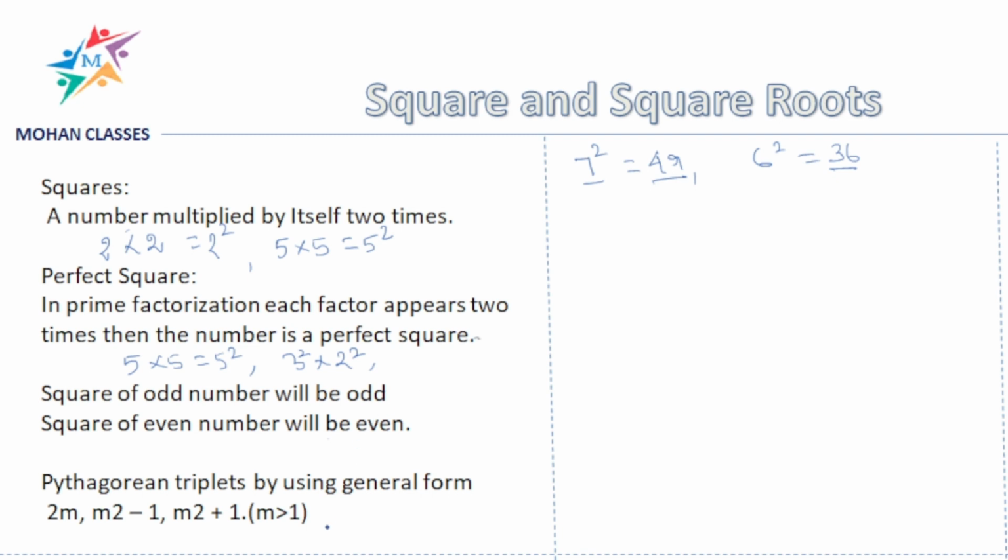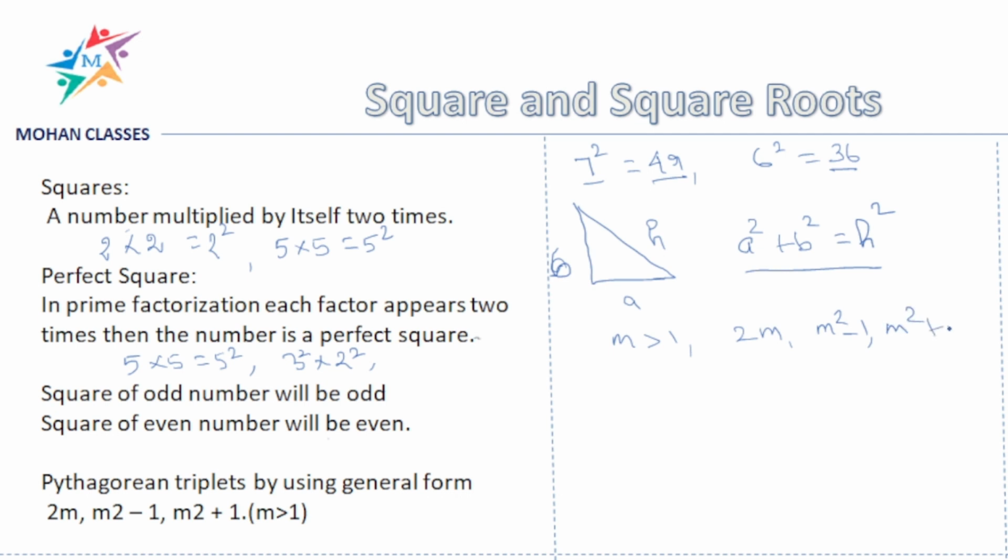Then Pythagorean triplets. What are Pythagorean triplets? In a right angle triangle, this is the hypotenuse, this is one side, and this is the other side. Here a square plus b square is equal to h square. These three are called Pythagorean triplets. Here m should be greater than 1, then 2m, m square minus 1 and m square plus 1. So these numbers will be a triplet.